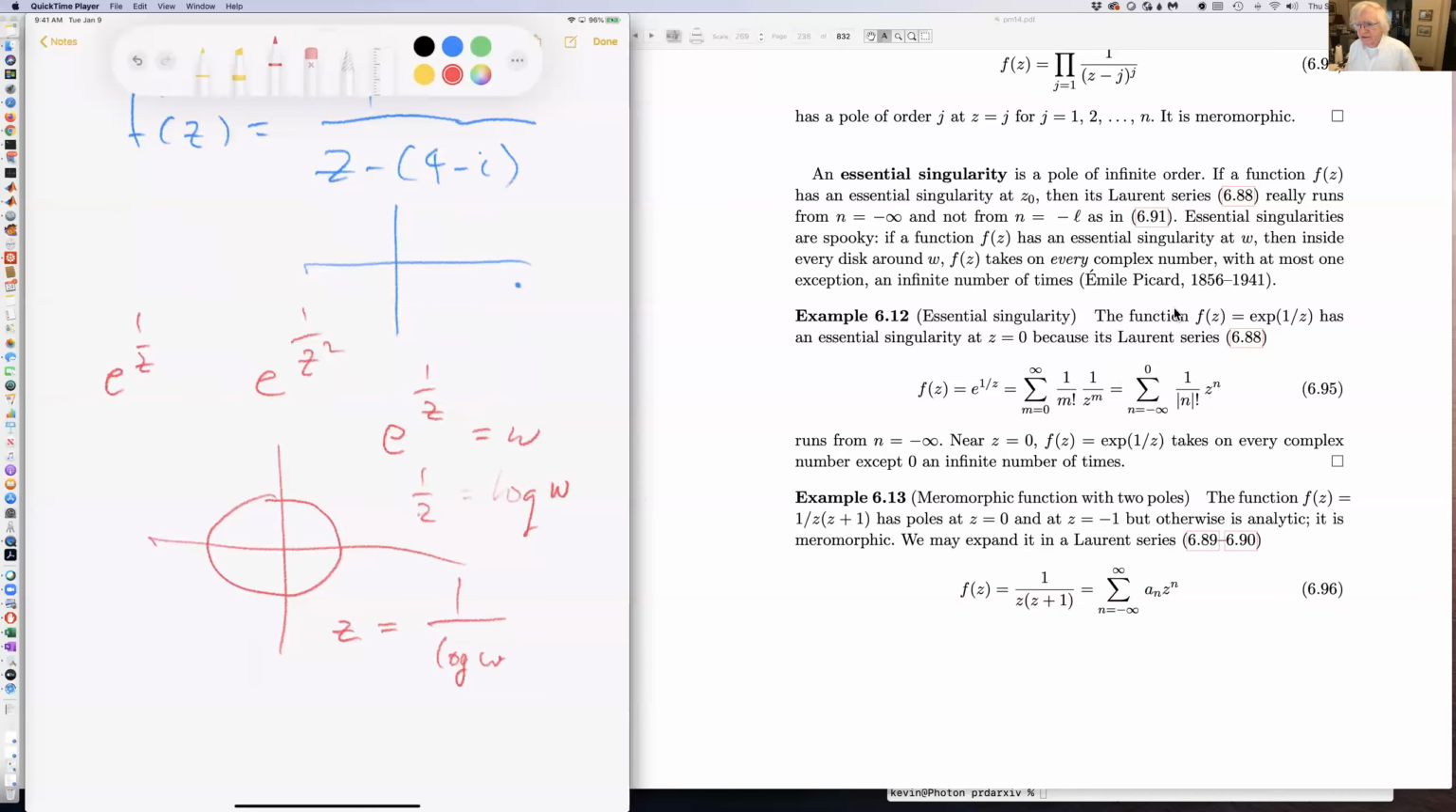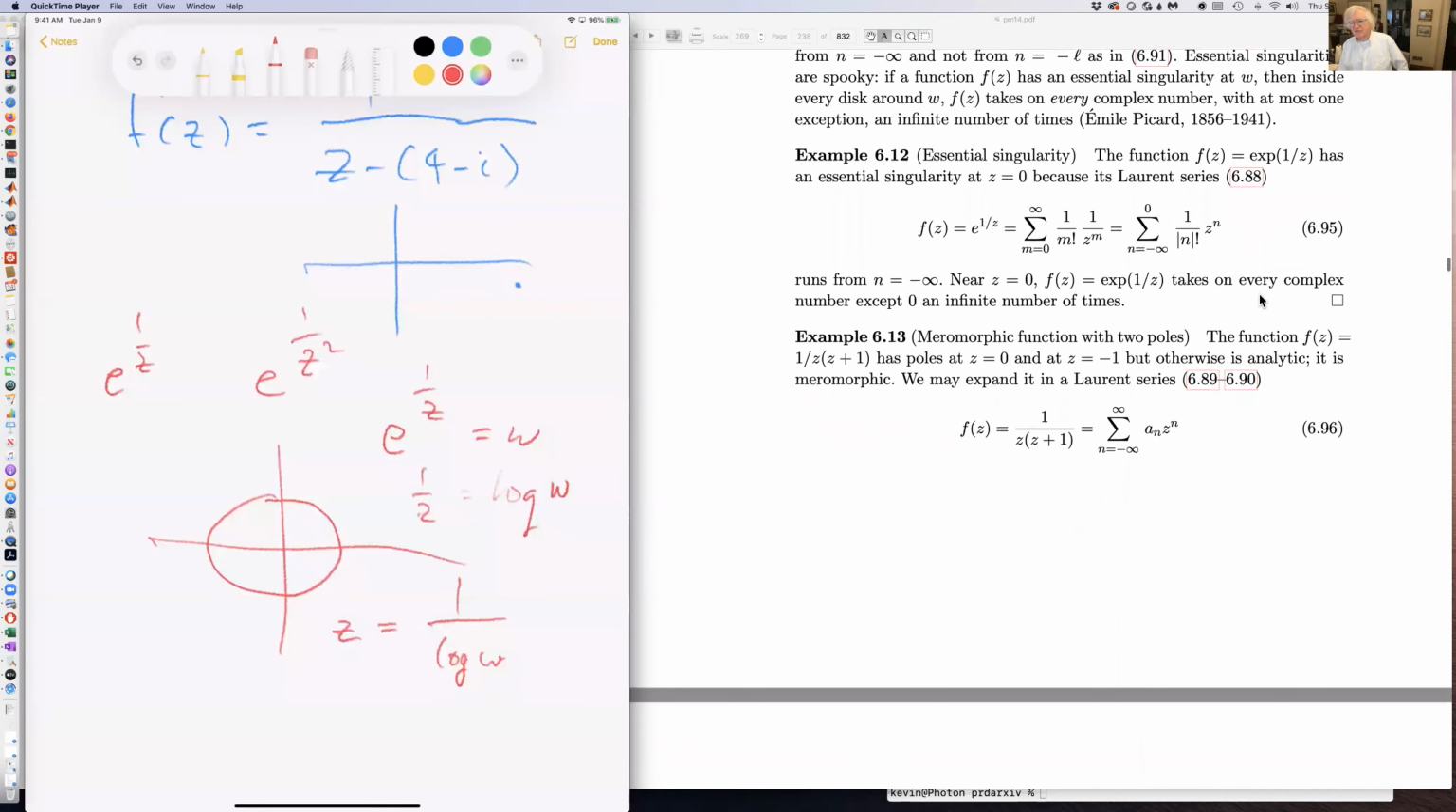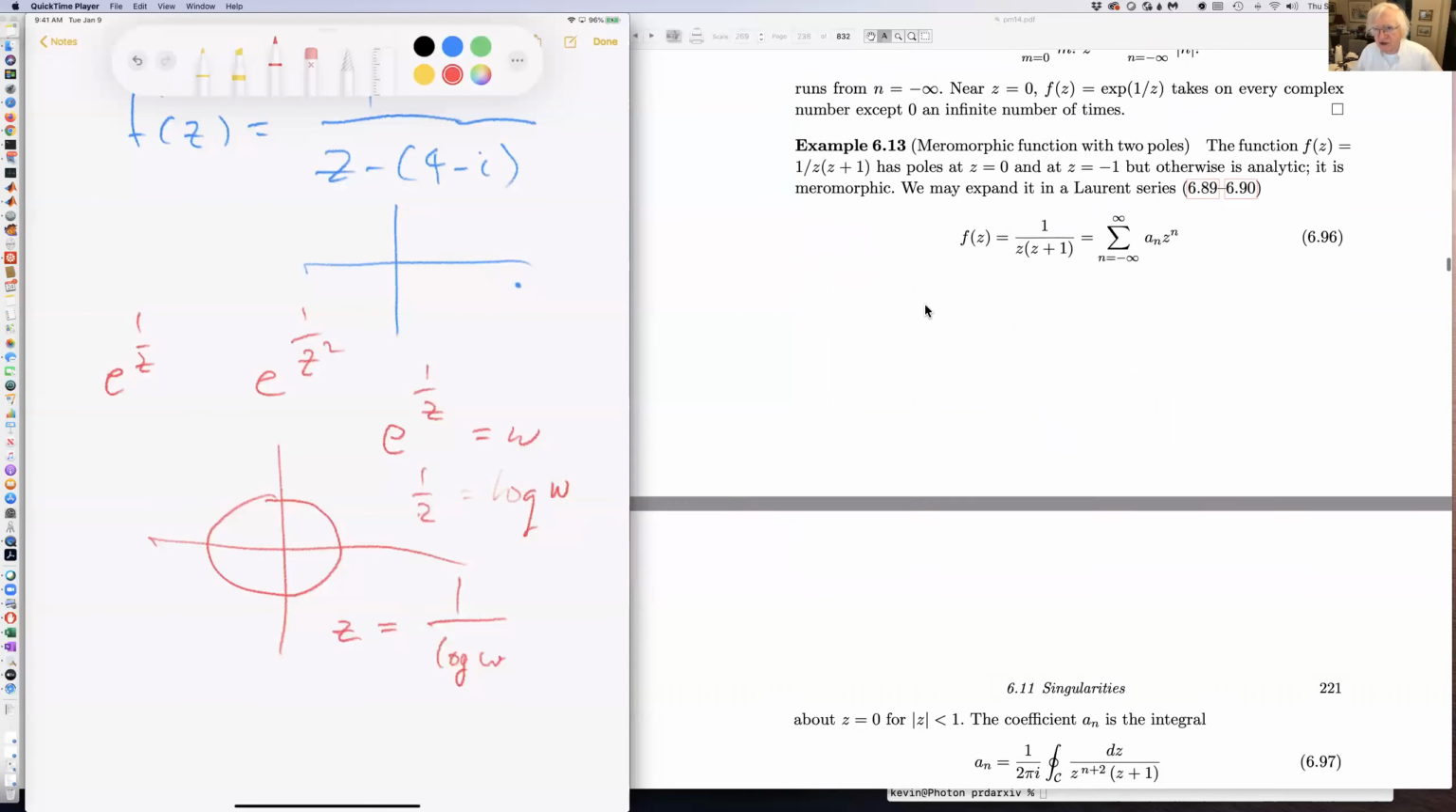Anyway, f of z equal to 1 over z, as I said, has an essential singularity, and if we just expand it, we see it's 1 over m factorial, 1 over z to the m. And letting n equal minus m, the Laurent series then is a sum from n equals minus infinity to 0, 1 over absolute value of n factorial z to the n. And so that's just an example of an essential singularity. Yes, it takes every complex number except 0 an infinite number of times, this particular one.